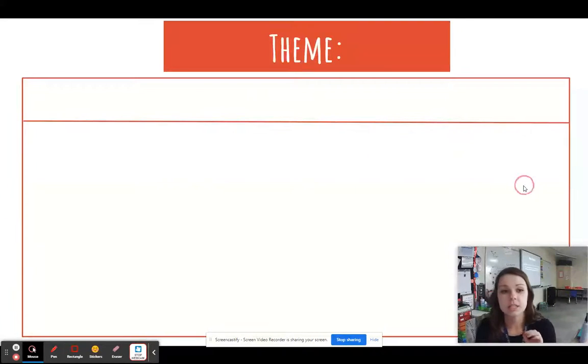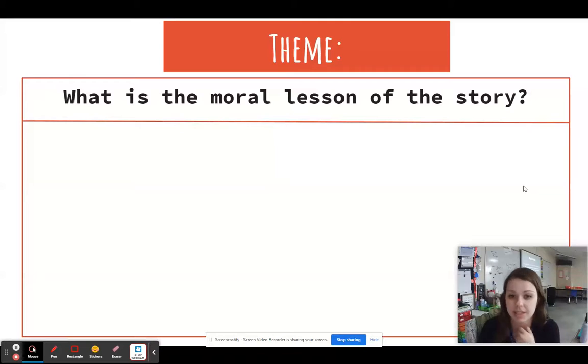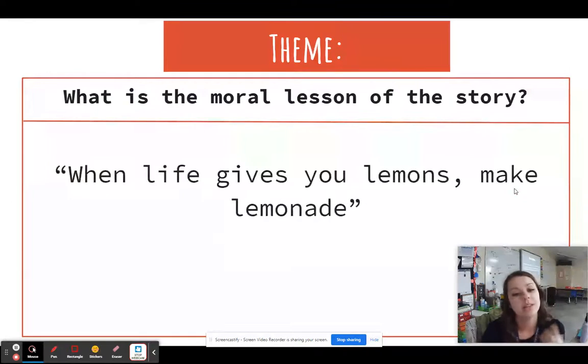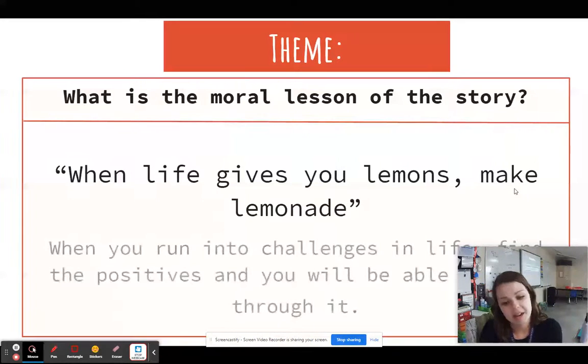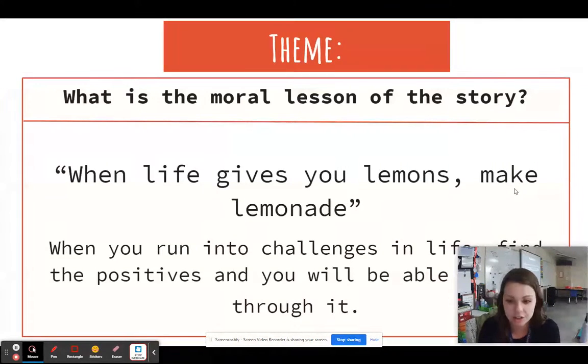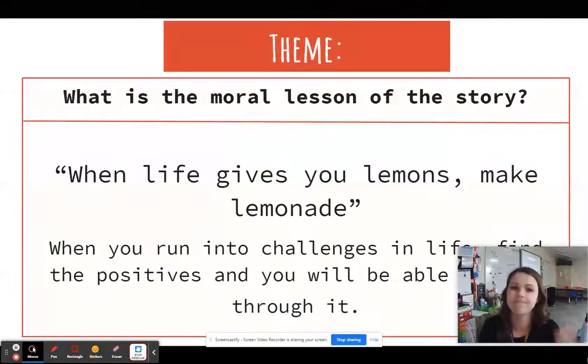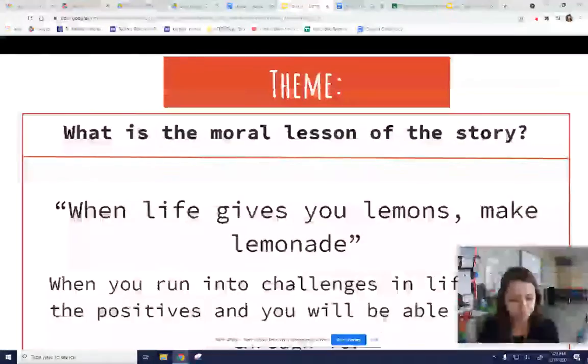The last piece of this puzzle is the theme. What is the moral lesson of the story? I bet you would never guess what it is. They haven't mentioned it a million times, but when life gives you lemons, make lemonade. AKA, when you run into challenges in life, find the positives and you'll be able to work through it. There's our theme.